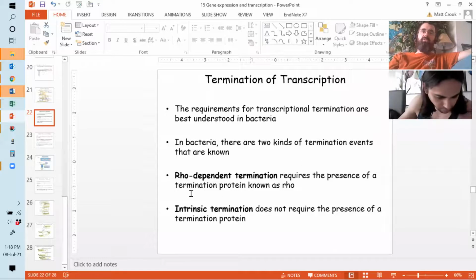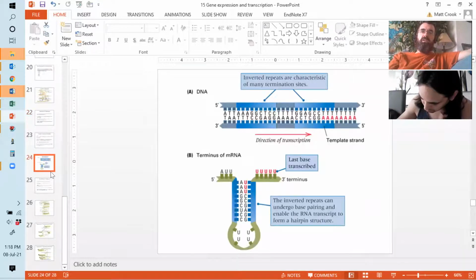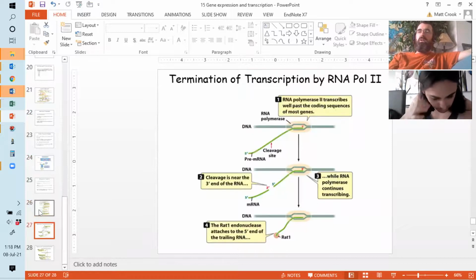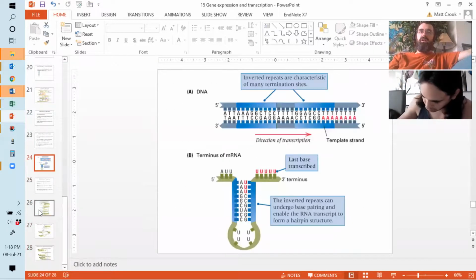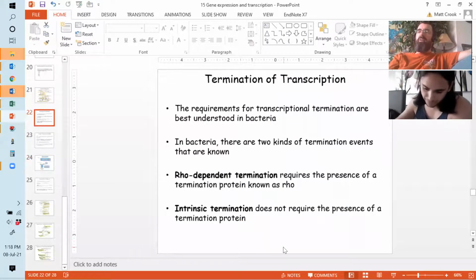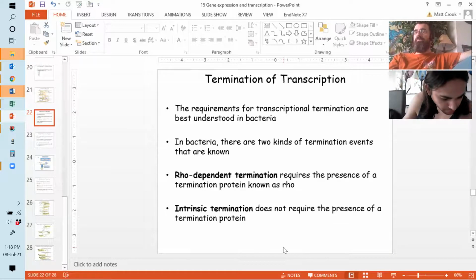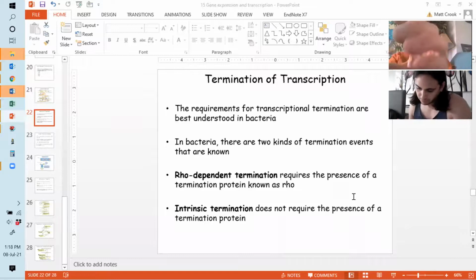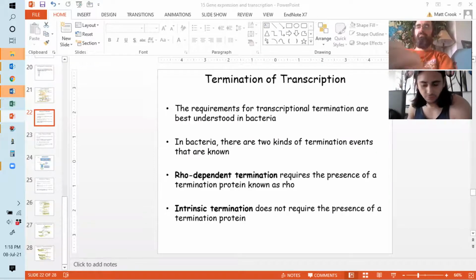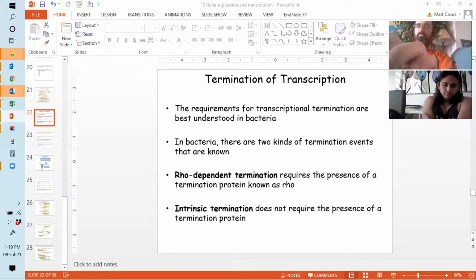And for all of these, right, intrinsic and Rho, and not so much for eukaryotes, but in bacteria, this all relies on the formation of an RNA structure. And that structure is called a termination loop.